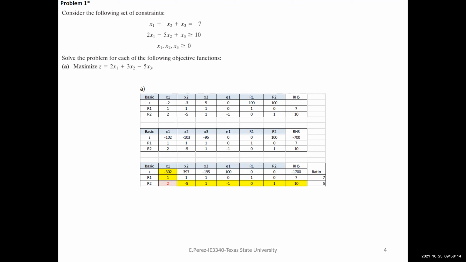The way I went about solving this problem was to use the big M method. You can see for the first tableau, we have a maximization objective function.